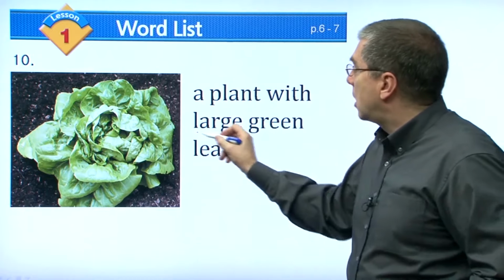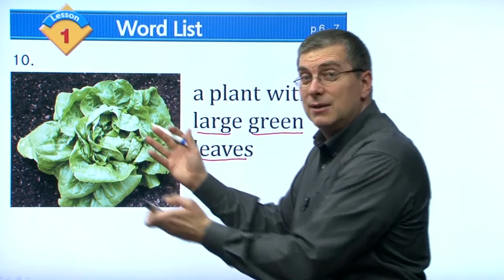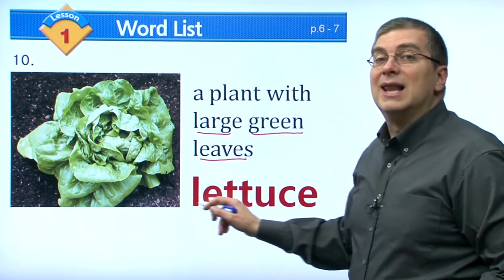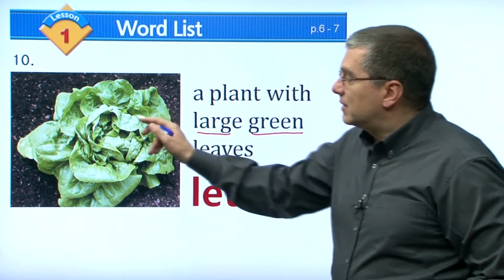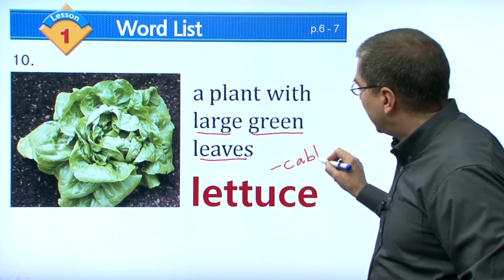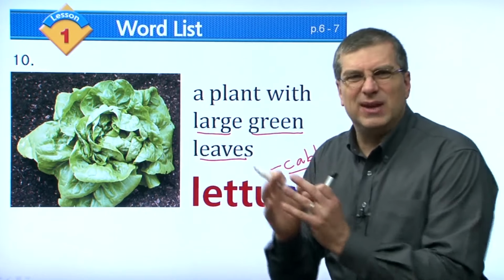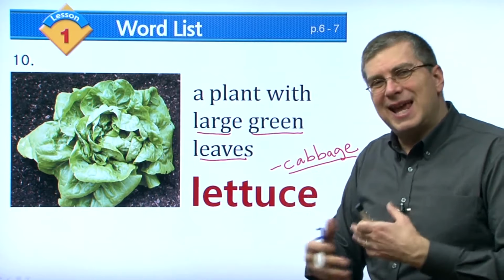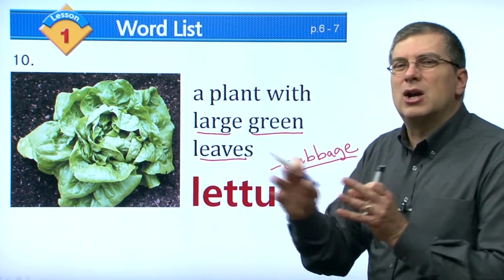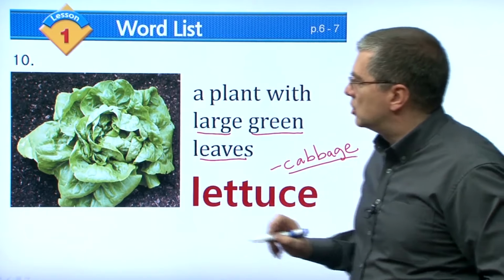A plant with large green leaves. It has many large green leaves. Okay, what do we call it? In English, we say it's lettuce. Lettuce. Now, lettuce is very similar to another vegetable we call cabbage. But cabbage is very similar, but lettuce is not so heavy. Lettuce is lighter, it's thinner, and it tastes a little bit better. Lettuce is a different kind, but cabbage, they're very close. They're like brothers, right? They're like sisters. They're very close.